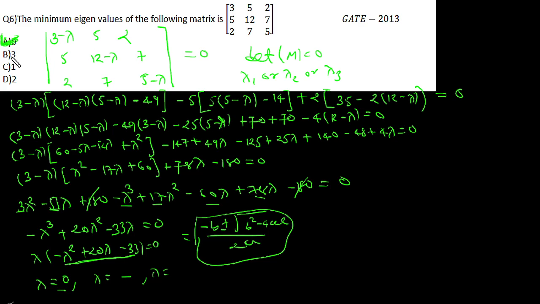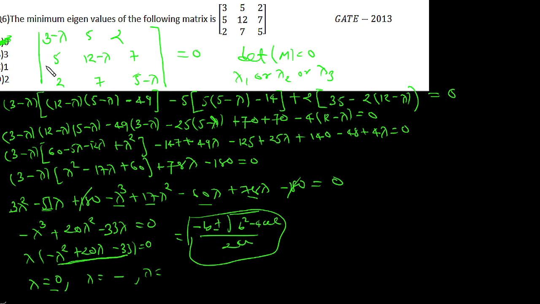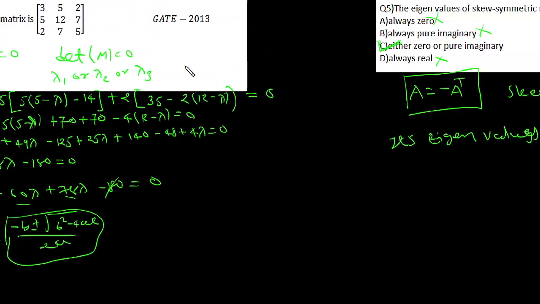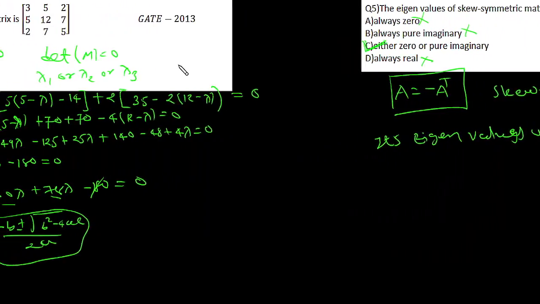But if a negative option is given, then you cannot be sure, because lambda 3 may be the minimum if negative options are given in the question. Okay, so let's move to problem 7.